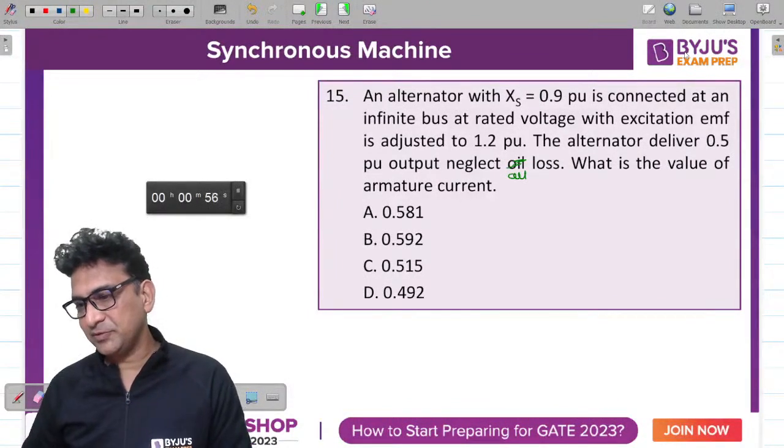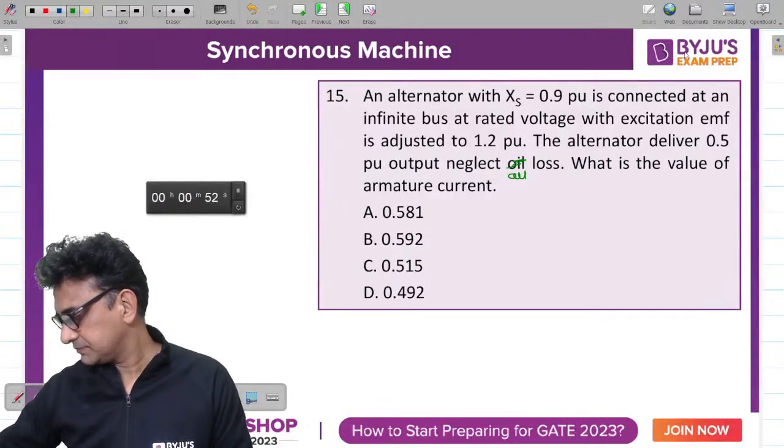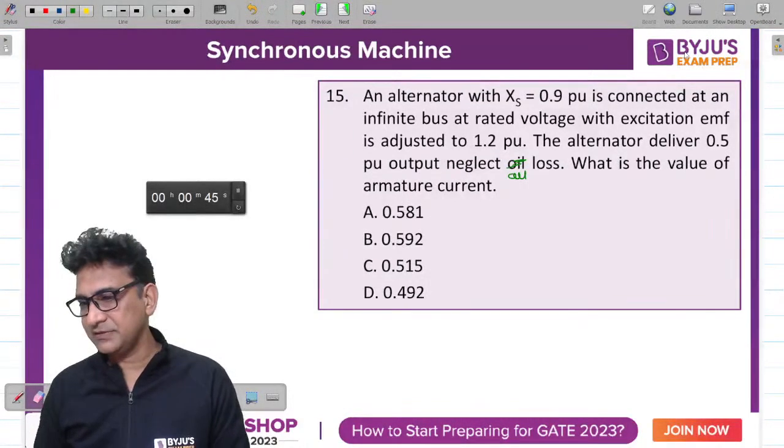Yes, inverter is important. Pulse width modulation is an important topic. Even PWM is the most important topic in inverter.